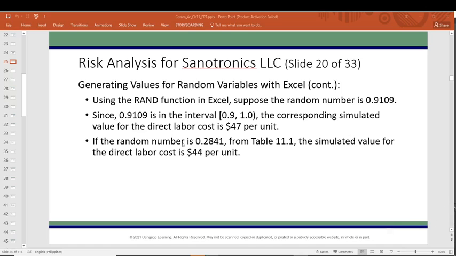And if the random number is 0.2841, the simulated value for the direct labor cost is $44 per unit. So each trial in the simulation also requires a value of the parts cost and first year demand. Let us now turn to the issue of generating values for the parts cost.